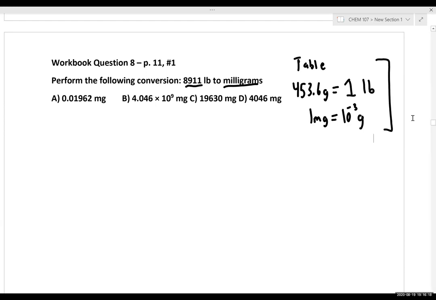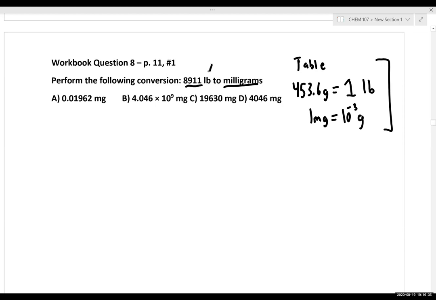I guess I'm confused on how to set it up and what to put on top and what to put on bottom. Okay, let's work through this example together and let's talk about each of these aspects. So first, let's make a solution map.